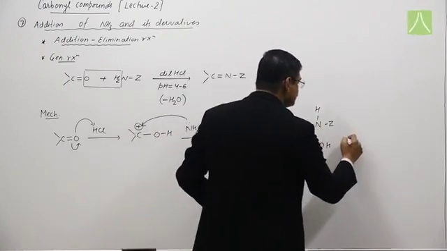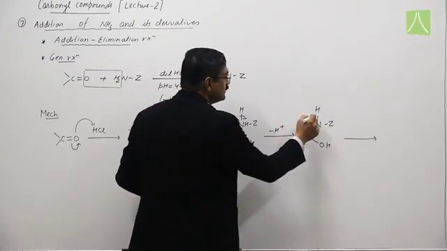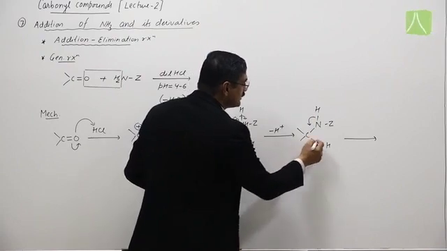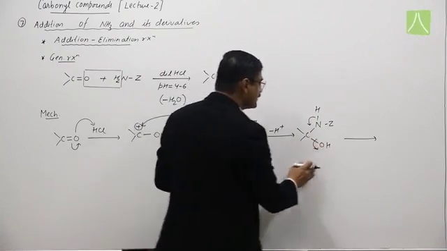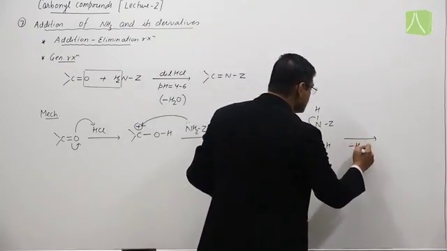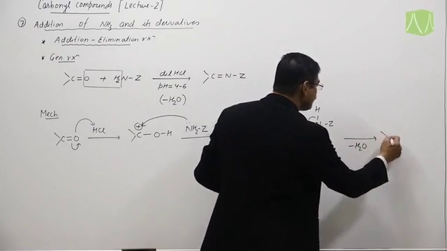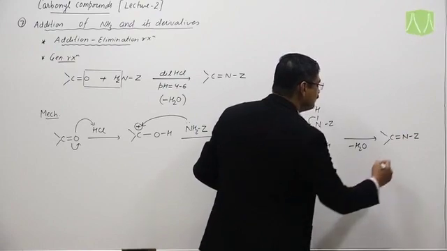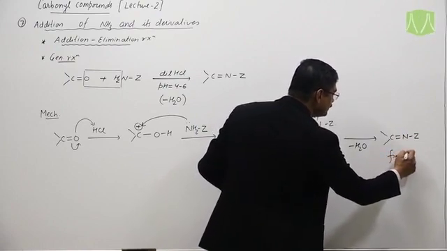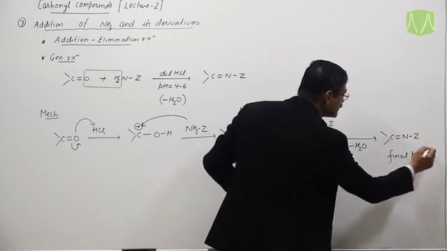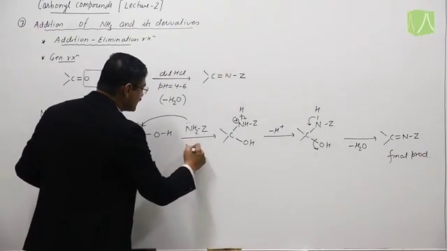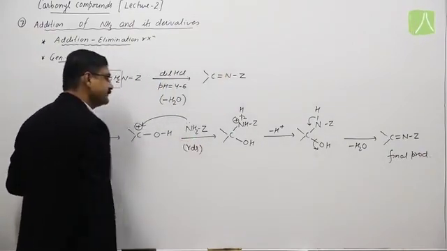In the next step, this hydrogen is again removed along with this OH group in acidic medium, because OH is converted into a good leaving group, and finally C double bond N Z is the final product. The first step of the nucleophilic addition is known as the RDS step.